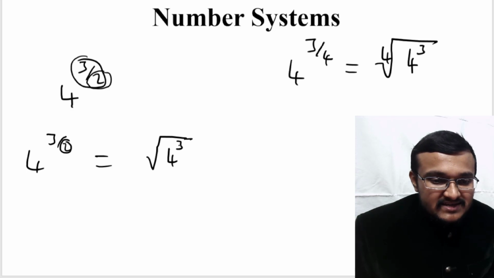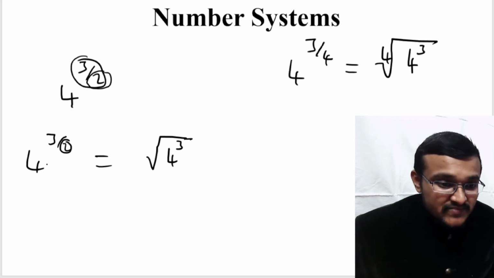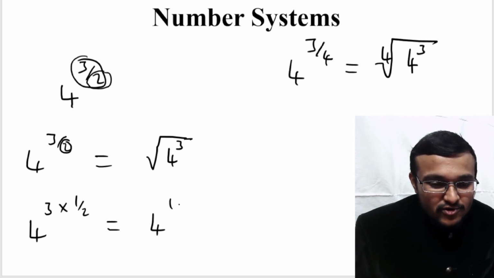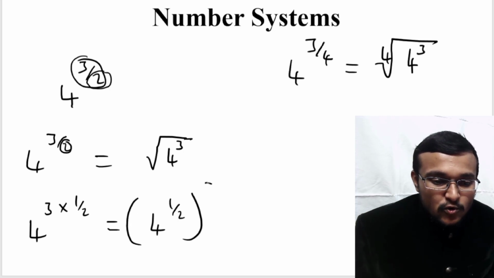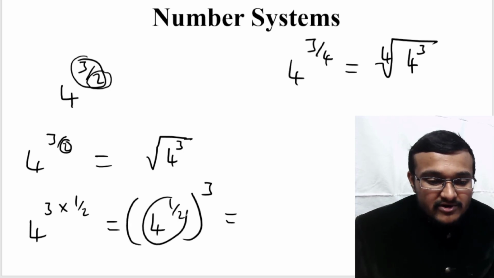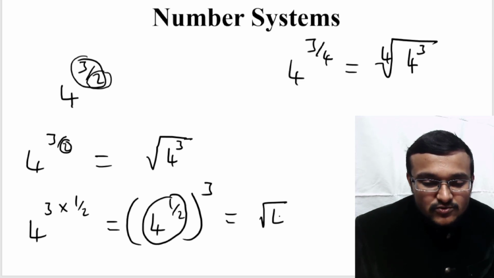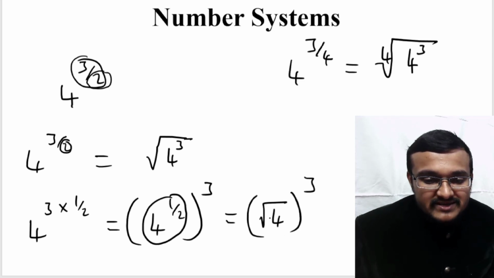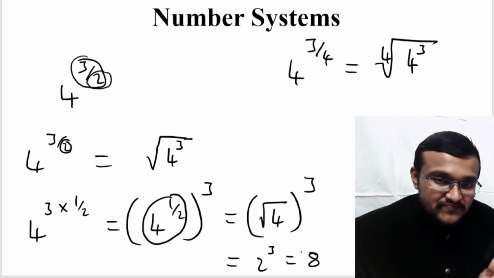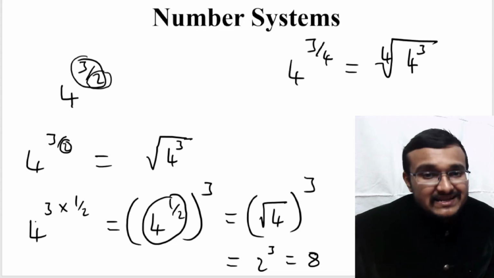So instead of taking square root of 4 power 3, I'll split 4 power 3 by 2 into 1 by 2. So this I can write as 4 power 1 by 2 whole power 3. Here 4 power 1 by 2 is nothing but square root of 4 whole power 3. So what is square root of 4? Square root of 4 is 2. 2 power 3, that is nothing but 8. So this is how you can simplify, if you can simplify.